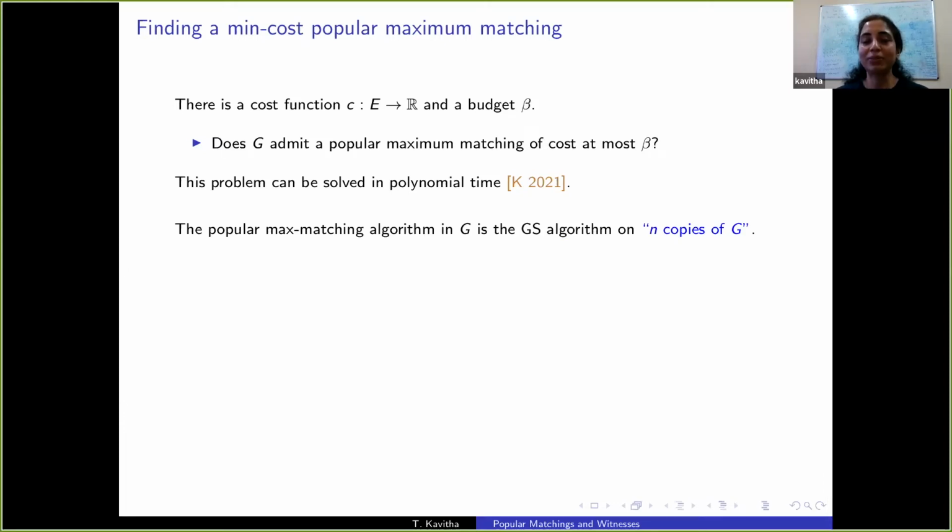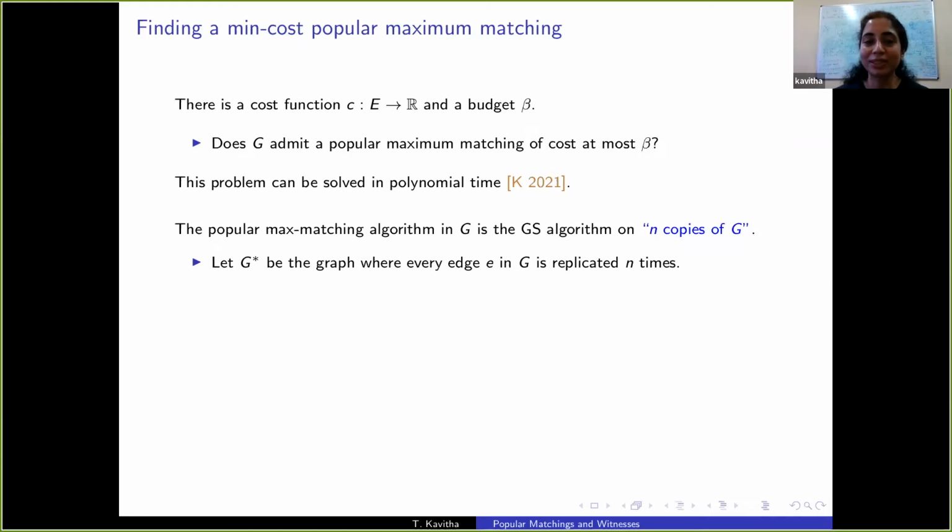The popular maximum matching algorithm, though we wrote it as just running the Gale-Shapley algorithm across n levels, we could imagine it as running one invocation of the Gale-Shapley algorithm on a graph which can be considered as n copies of G taken together. What do I mean by this? Let G star be the graph where every edge is replicated n times. If you recall the bidirected graph that we saw last time, where every edge was replaced by 2 edges, which gave us the max size popular matching algorithm, now let's replace every edge with n copies of itself between the same 2 endpoints. Then the Gale-Shapley algorithm on this graph gives us a popular maximum matching.